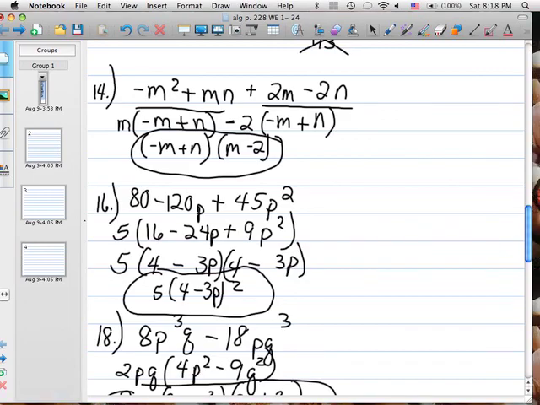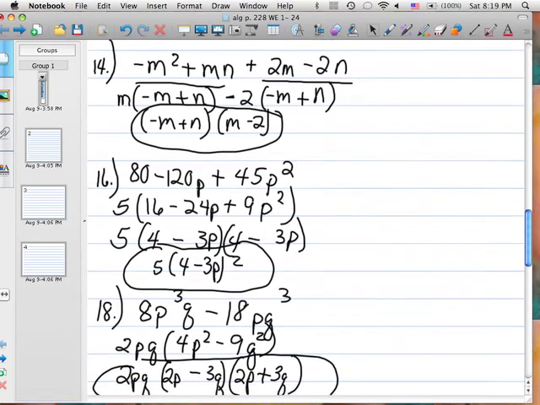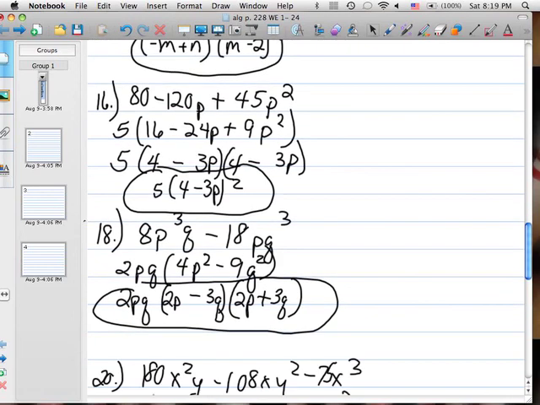4 times negative 3p is negative 12p. Double that up, it's negative 24p. So it works. So our answer is 5, bring it down, times the quantity 4 minus 3p squared.